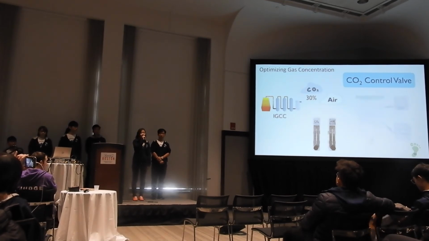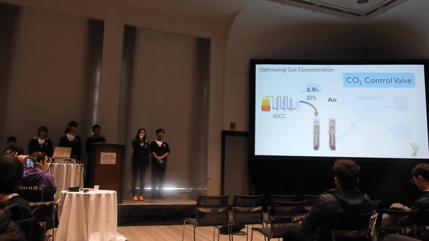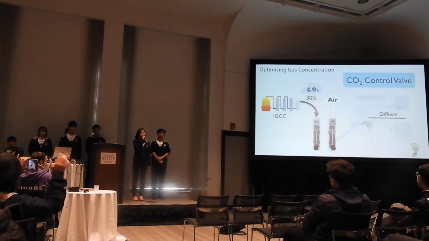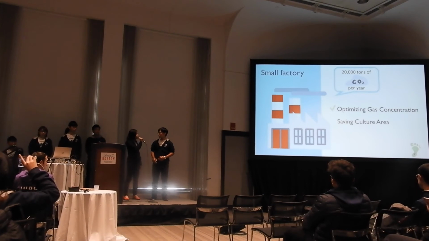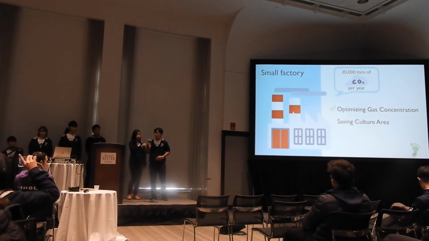So we build a carbon dioxide control valve. We pump air in and mix it with the gas to adjust the concentration to 5%. In addition, we use a diffuser at the inlet of the bioreactor to increase the contact surface of carbon dioxide. Finally, the gas will go into our bioreactor. But the area required is a problem for the factory. So Thomas, do you have any idea?